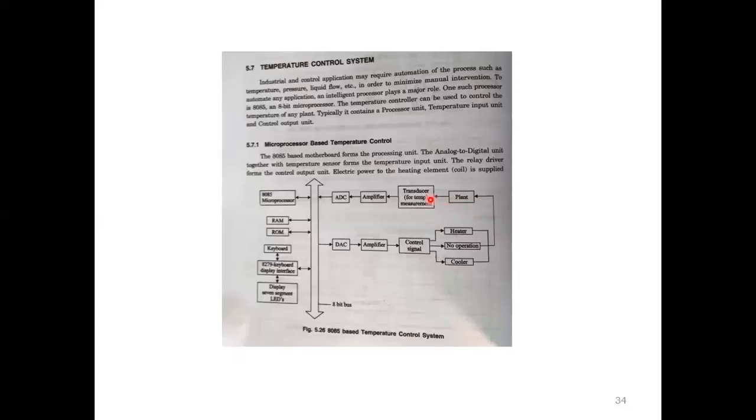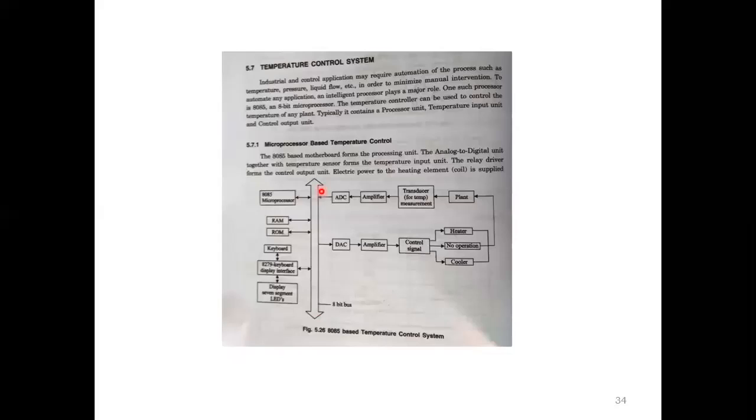Then the value from the sensor will be very low, so we need to amplify the value. It is mostly an analog value when given to the microprocessor, so we need to convert it into digital because the microprocessor does not know analog values. So we are using the ADC. It converts the analog voltage into binary numbers. Then it is sent by the common 8-bit bus to the 8085 microprocessor.